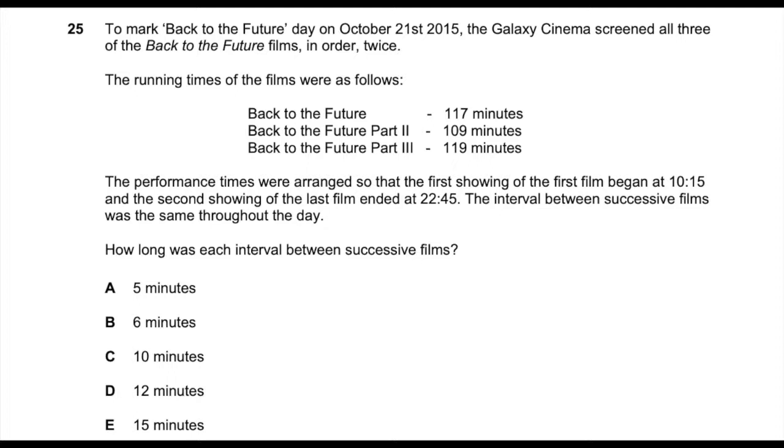There would not have been an interval before the first film or after the last film, meaning there would have been 5 intervals in total. Therefore, the duration of each interval was 60 divided by 5 equals 12 minutes. Therefore, option D was correct.